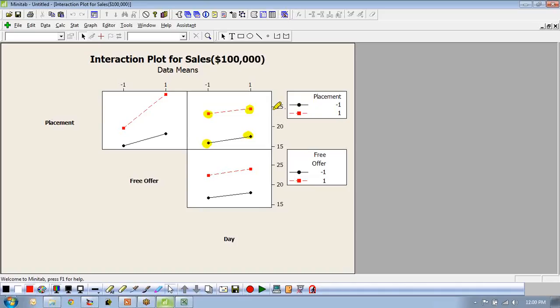But if we look at free offer, when we go from minus one to plus one, the effect is much more powerful. Free offer works better if we have the placement at plus one. Maybe that's the center of the page versus the edge. So if that were true, the free offer would work best there. Now, sometimes you'll get crosses like this, which would tend to show that they interact negatively. These two have a synergistic effect, right? Because the separation is actually greater here than it is here, but it's the same direction. If you got crosses, then it would be the opposite.